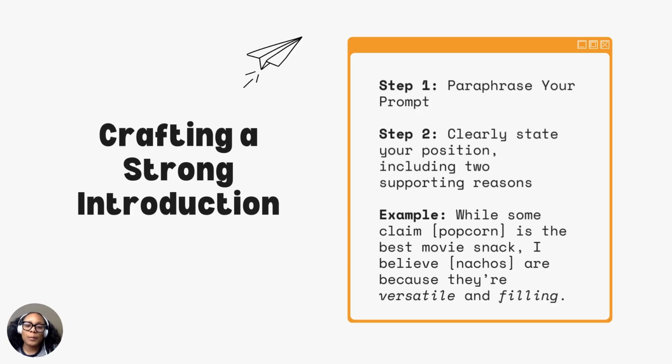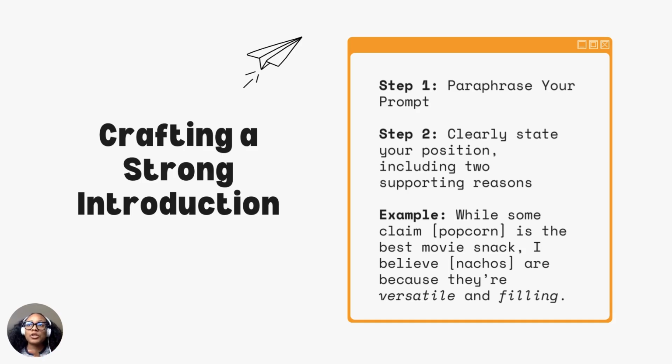So here's an example. I said, while some claim that popcorn is the best movie snack, I believe nachos are because they're versatile and filling. Okay, so that's my introduction. Of course, I would probably add a little bit more to that, but this is a general good starting point for you. So a lot of people are claiming popcorn is the best movie snack.